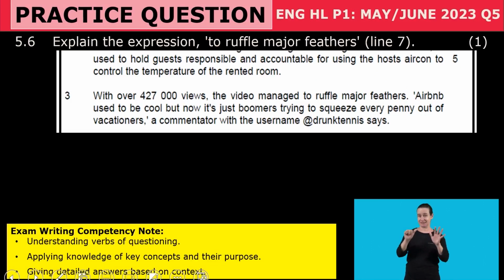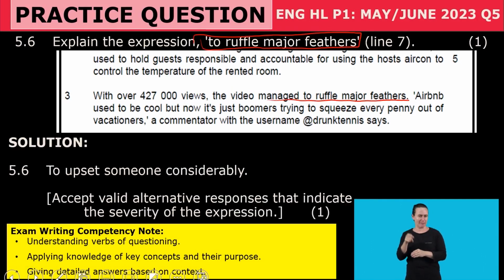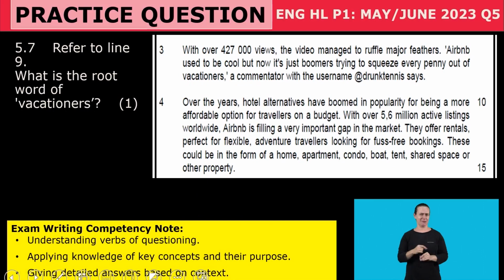Question 5.6. Explain the expression to ruffle major feathers. Now, of course, you can go and read it in context here in line 7. It's a figure of speech, figurative speaking, meaning to upset someone considerably. Here, the mark will be awarded for a response that shows the severity of the expression, meaning to upset someone or to annoy someone, anything like that would get you a mark.